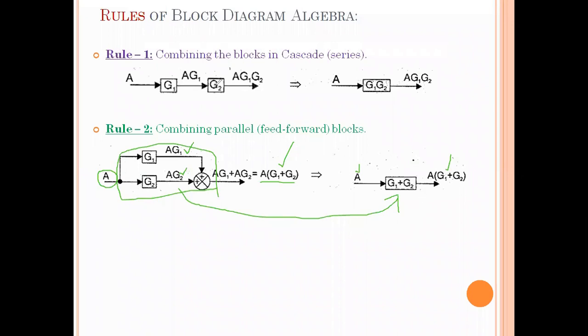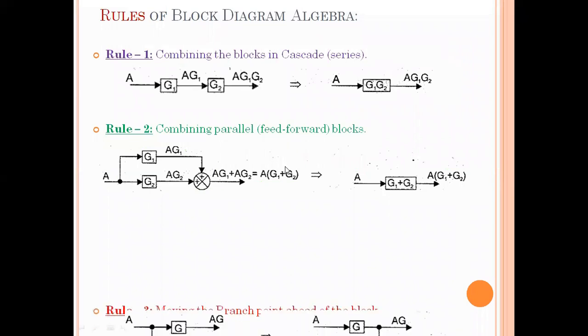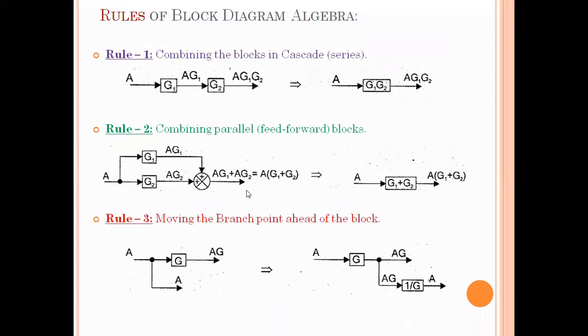When two blocks are connected in series, then we multiply those two blocks. When two blocks are connected in parallel, then we add those two blocks. This is rule number 2. Coming to rule number 3, this rule is on the branch point. Now, what is this? Moving the branch point ahead of the block.